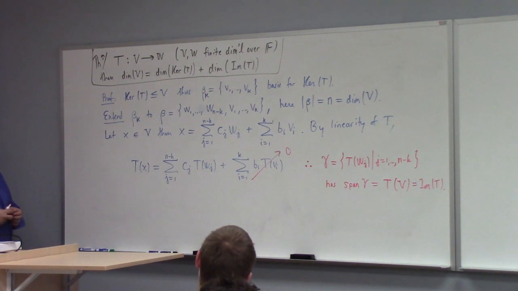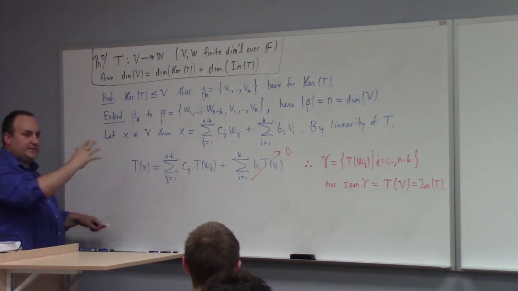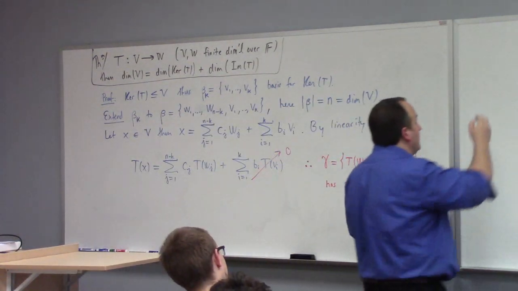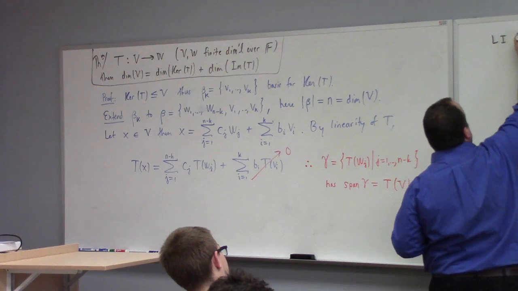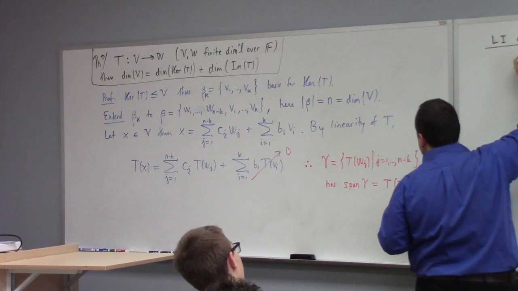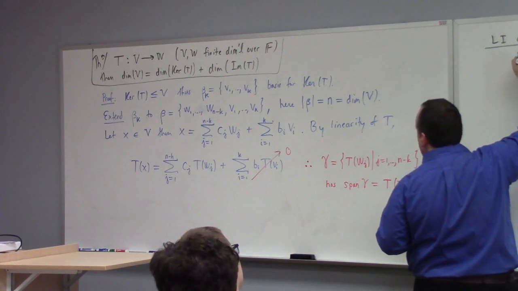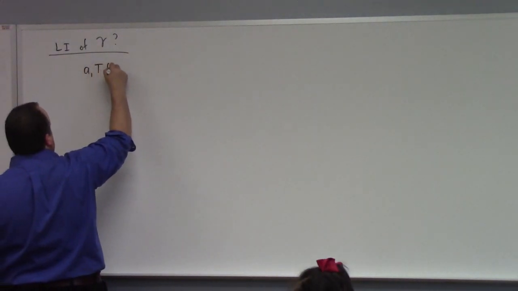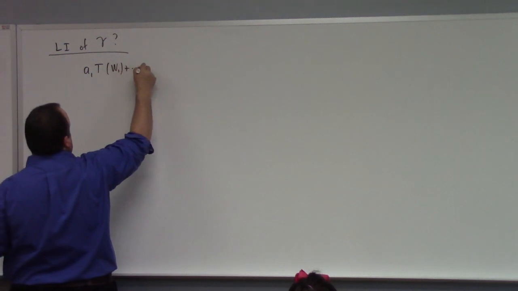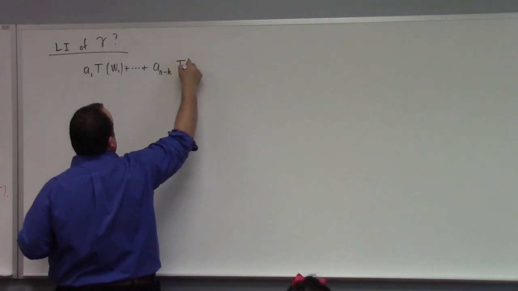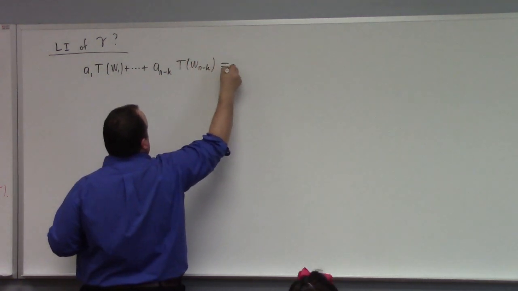I'd like to prove it's a basis for the image. What do I need to do? Show linear independence. How do we show linear independence of gamma? Well, let us consider, you know, I have used c and b. Let me use a. So a sub 1 T of w1 plus dot dot dot plus a sub, how many do I got? n minus k, T of w n minus k, right? Equal to 0.